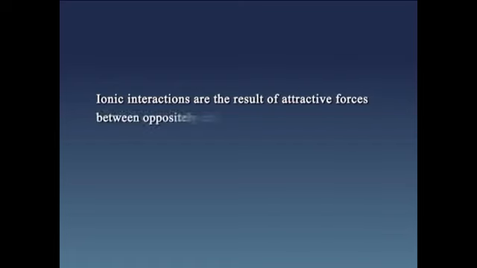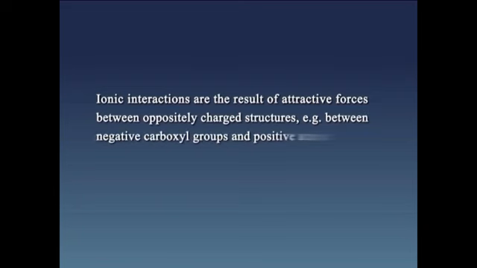Next is ionic interaction. Ionic interactions are the result of attractive forces between oppositely charged structures. For example, the negative carboxyl group and the positive amino group. These electrostatic forces average about 20 kilojoules per mole in aqueous solution. Typically, the electrical charge is readily distributed, so these interactions may lack the directionality of hydrogen bonds or the precise fit of the van der Waals interaction.